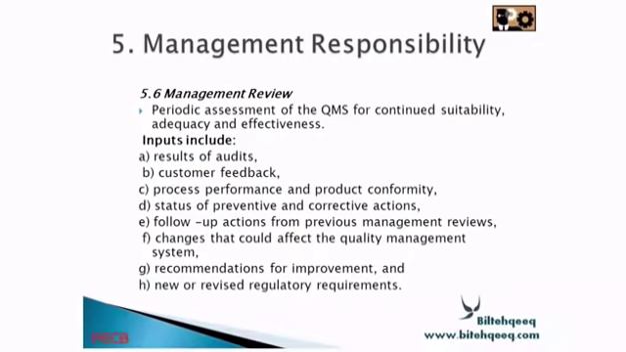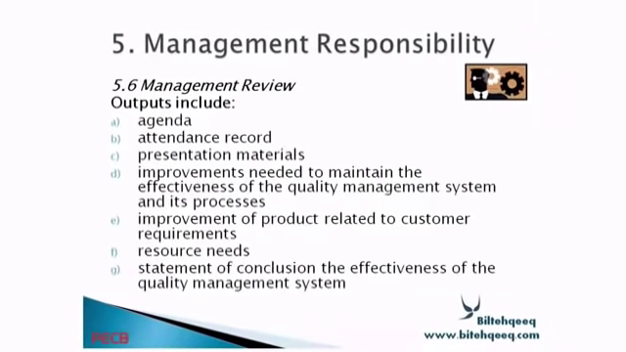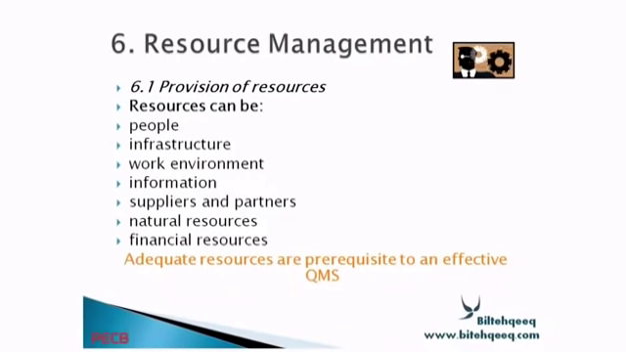So during each management review, these are the requirements of the standard. You have to discuss each element, starting from A and ending at H. You can also discuss other things during the management review meeting, but it is compulsory to discuss each element from A to H. Management review output includes agenda, attendance record, presentation material, improvement needed to maintain the effectiveness of the quality management system and its processes, improvement of the product related to customer requirements, resource needs, and a statement of conclusion on the effectiveness of the quality management system. If you are familiar with ISO 9001, the meeting will be in the same manner as you manage for the ISO 9001 quality management system.